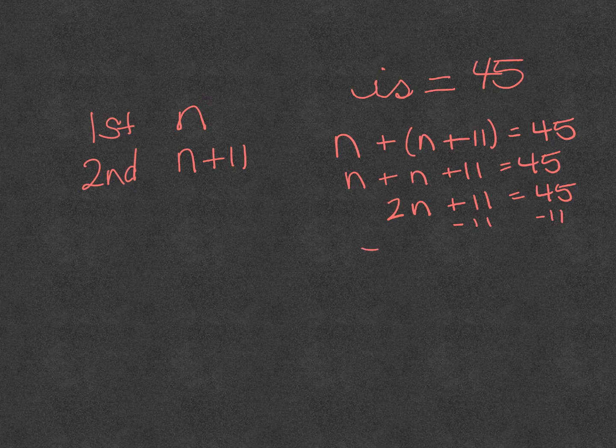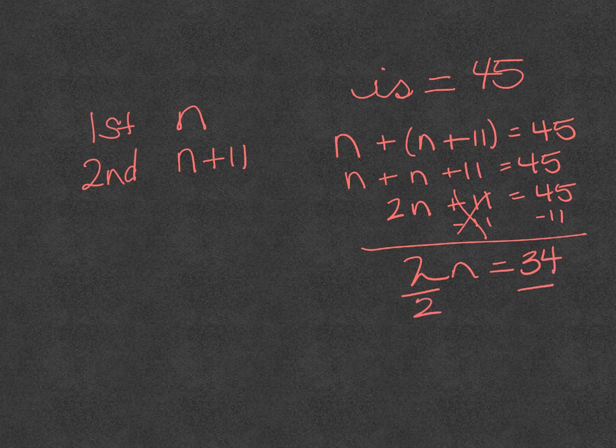That's right. You're going to subtract 11 from both sides, and that cancels, and you get 2n equals what? 34. You divide both sides by 2. n equals what? 17. Perfect. So the first one is 17, and then you have 17 plus 11, which equals what? 28. All right? Now let's look at another one here that involves multiplying.